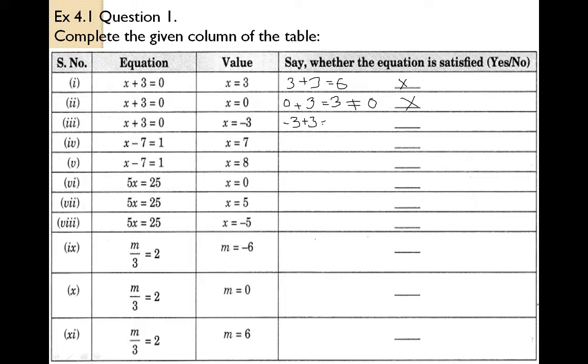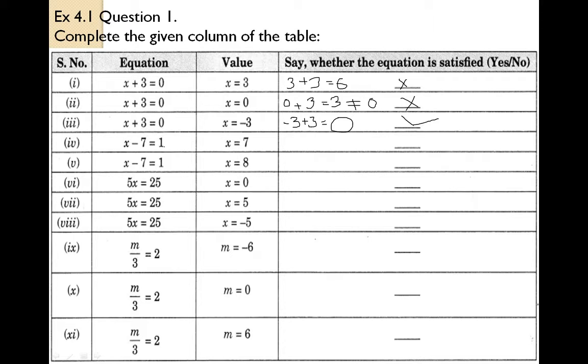So we know the rule of integers. When two opposite integers come together, we have to first recognize which signs they are carrying. If they have different signs, we have to subtract them from each other. So 3 minus 3 is equal to 0, which is equal to 0. So this equation is satisfied with negative 3.